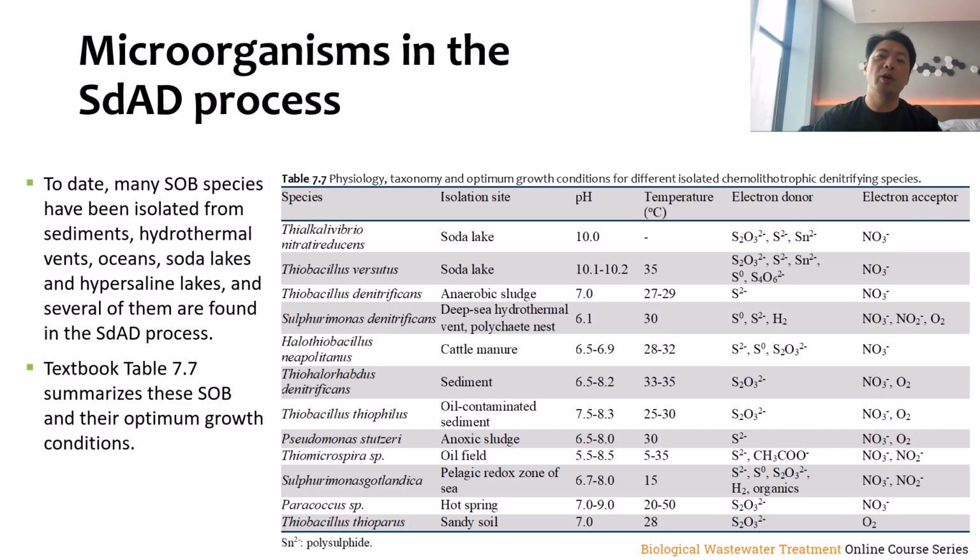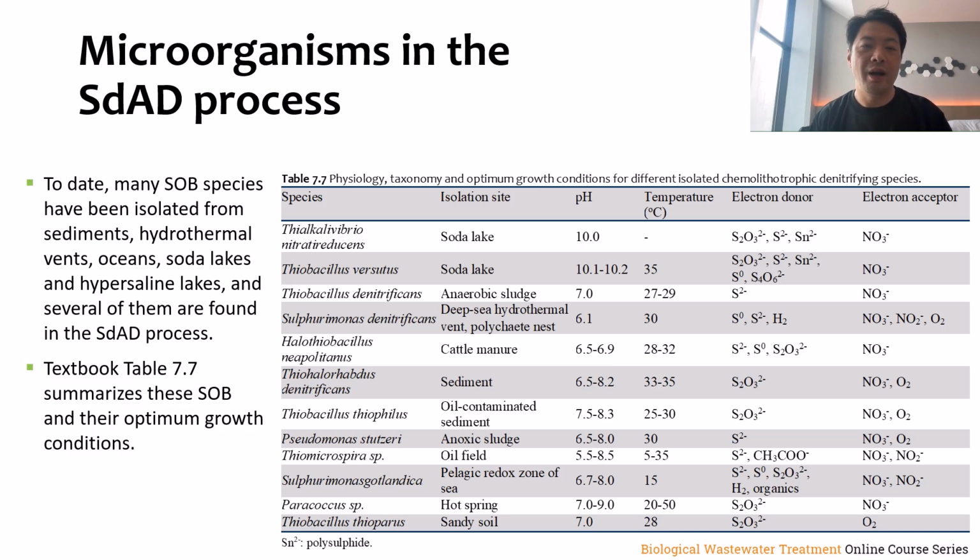To date, numerous sulfur-oxidizing bacteria species have been isolated from diverse environments such as sediments, hydrothermal vents, oceans, soda lakes, and hypersaline lakes, with many playing a role in the sulfur-driven autotrophic denitrification. Textbook Table 7.7 details these SOB and their optimal growth conditions. SOB species exhibit growth across various pH levels.